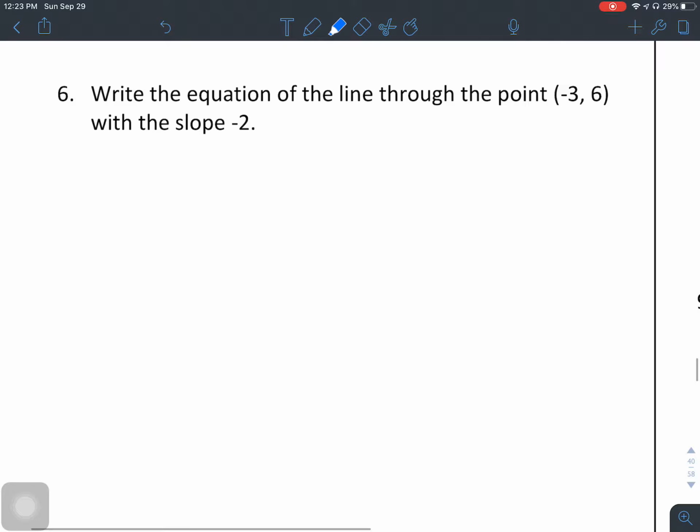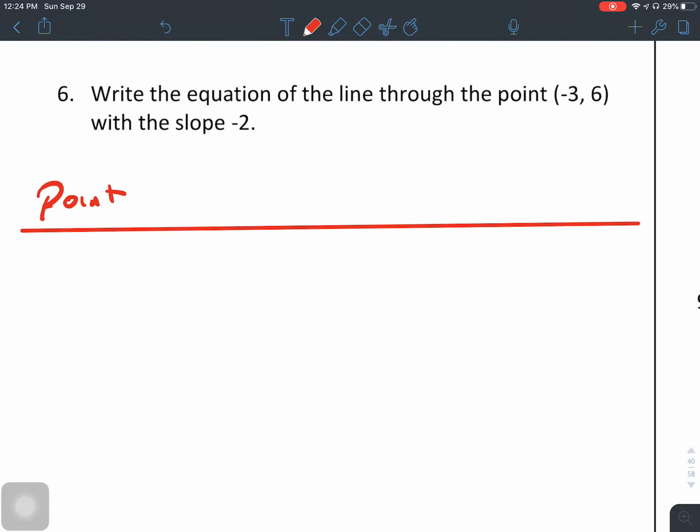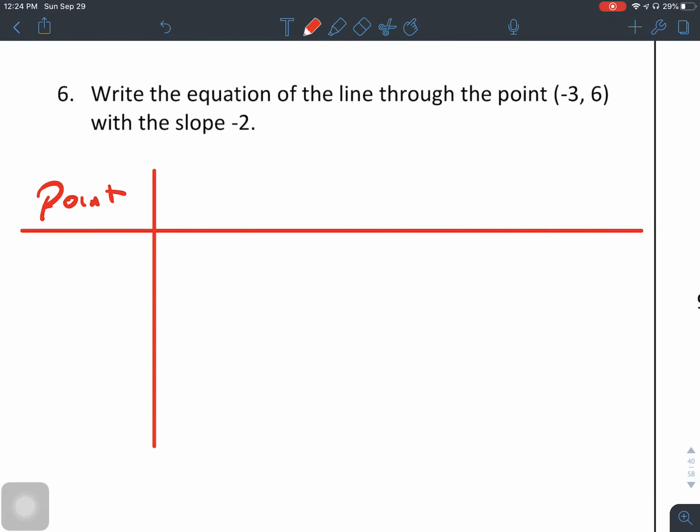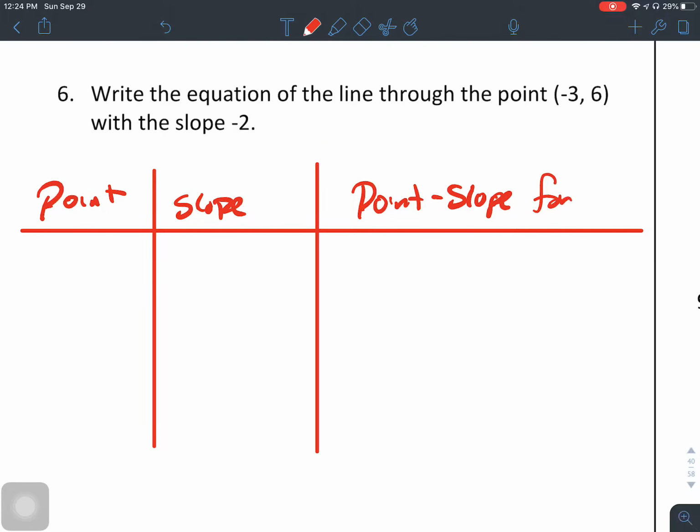Number 6, write the equation of a line that goes through this point and has a slope of negative 2. I wonder which form you should use if you're given a point and you're given a slope. It's the most powerful of all the forms. It's point-slope form. Once again, why is this more powerful than slope-intercept form? Slope-intercept form requires you to have a specific point. Point-slope form says you can have any point you want on the line. The point we're given is (negative 3, 6). The slope we're given is clearly negative 2.